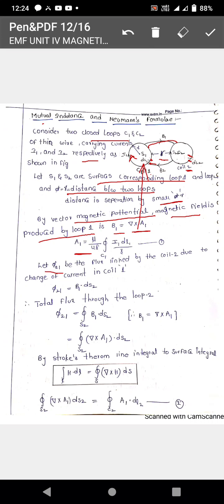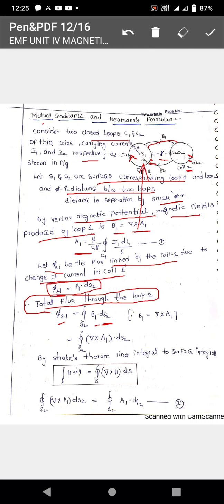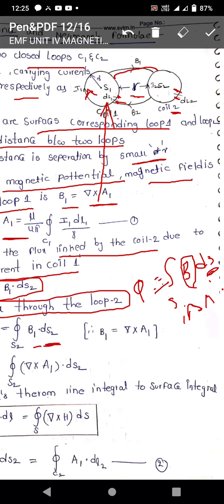Now, let Φ21 be the flux linked by coil 2 due to change of current in coil 1. Φ21 equal to B1 dot dS2. Therefore, the total flux through loop 2 is Φ21 equal to the integral over S2 of B1 dot dS2. One formula we have to remember: Φ equal to surface integral B dot dS. If you integrate B dS over the surface, Φ equal to BA.